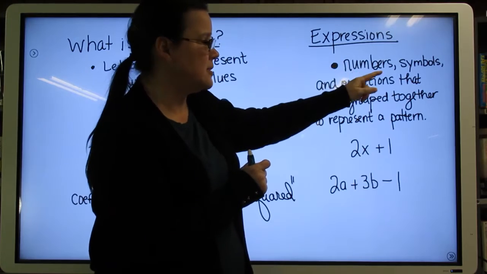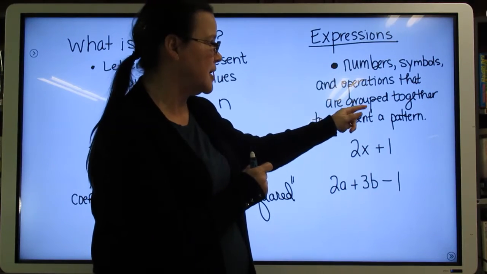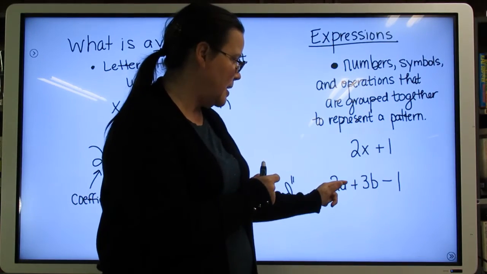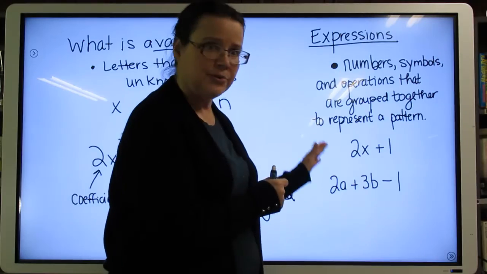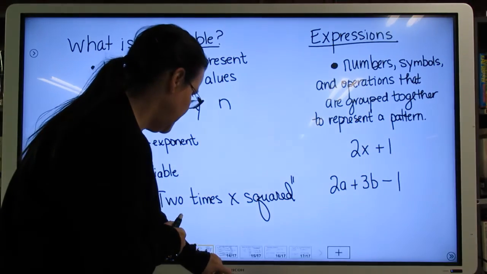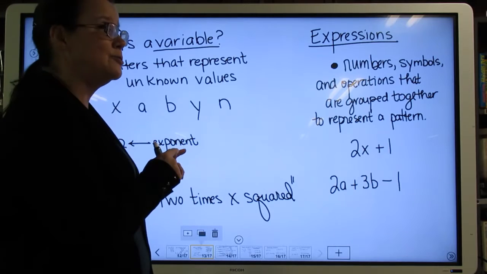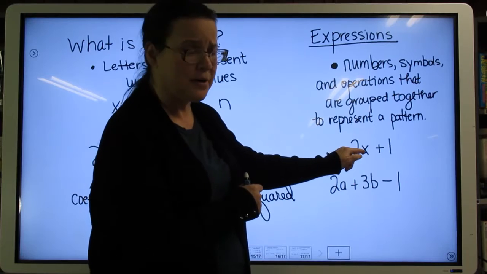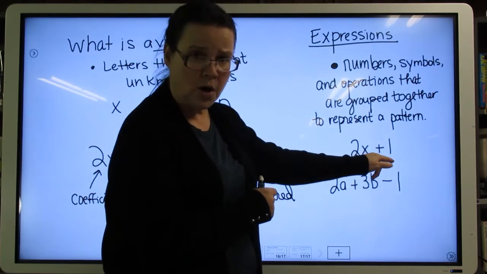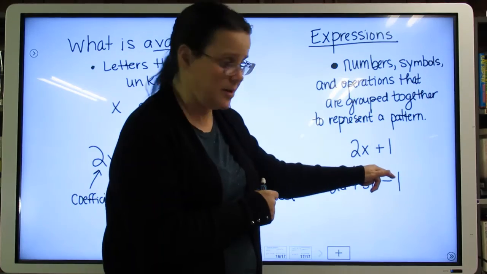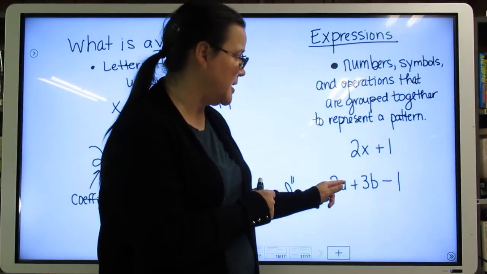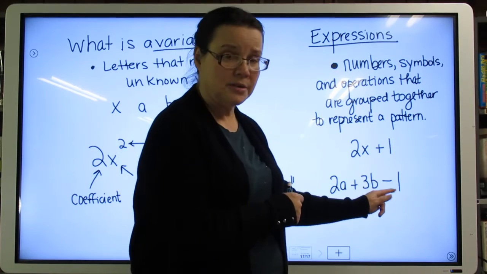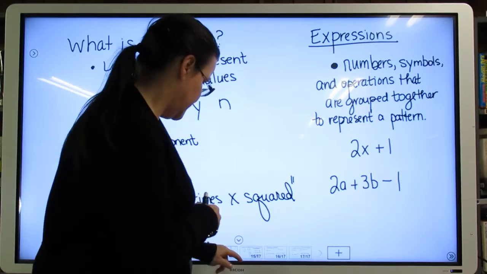Expressions are numbers, symbols, and operations that are grouped together to represent a pattern. 2x plus 1 and 2a plus 3b minus 1 are both expressions. And why I'm telling you that is because now you're going to make some of those expressions. You would say this would be 2 times a number plus 1, in addition to 1. This would be 2 times a number plus 3 times another number decreased by 1. And that's how you would do that.